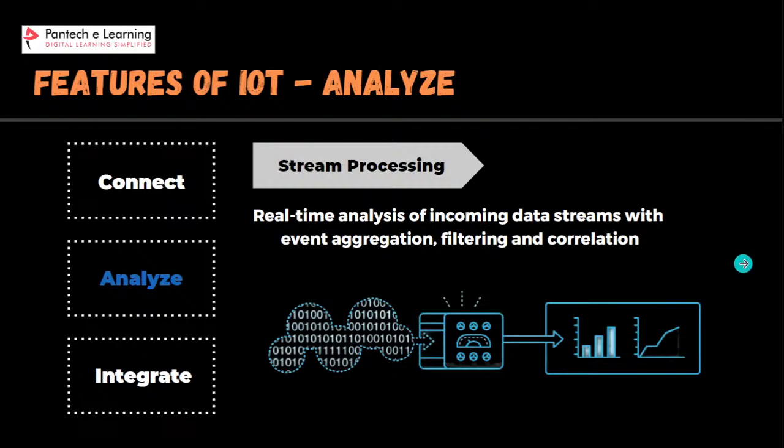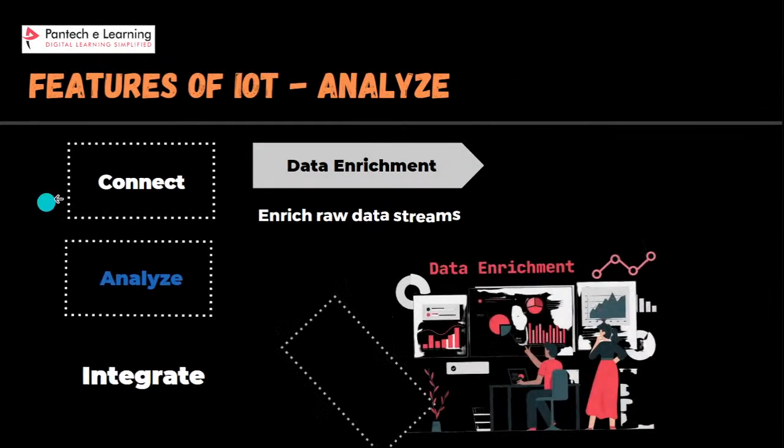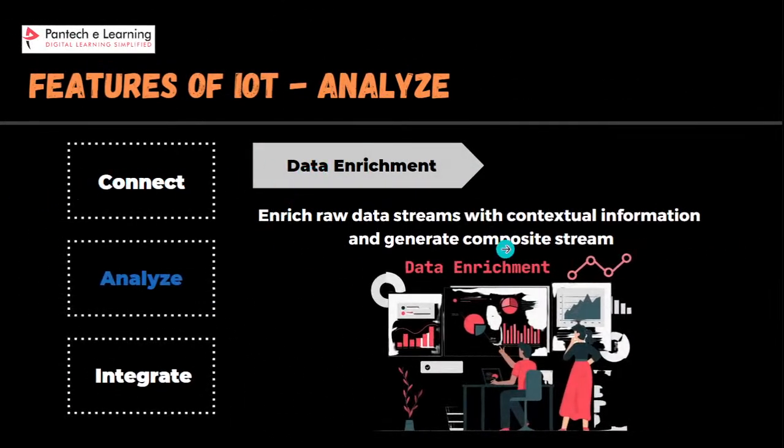Coming to the next one, data enrichment. This is raw data that is being streamed from all the things. You need to identify which is contextually important information, which is going to be taken forward. Once I have the relevant information, I can even generate composite streams of information, which can be taken ahead for future analysis and understanding as well. This is what your data enrichment process does.